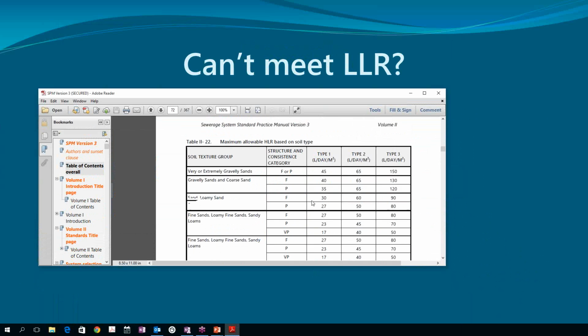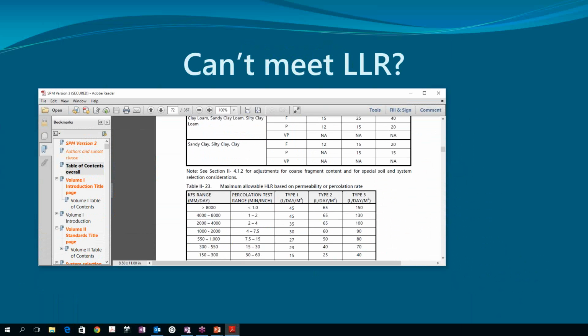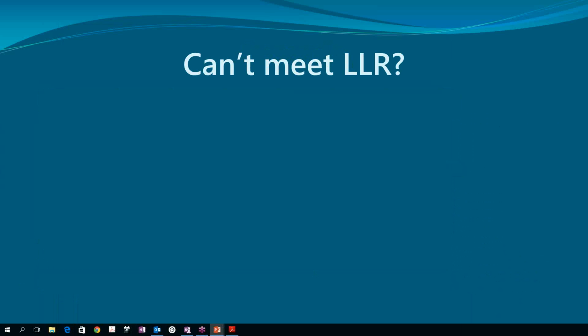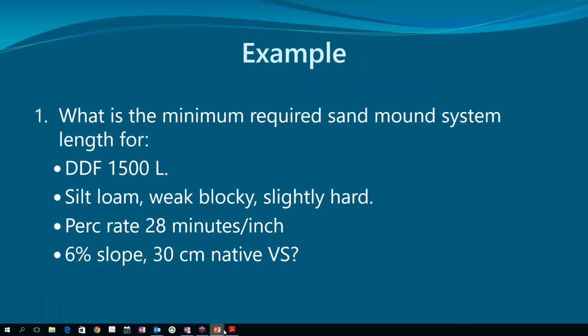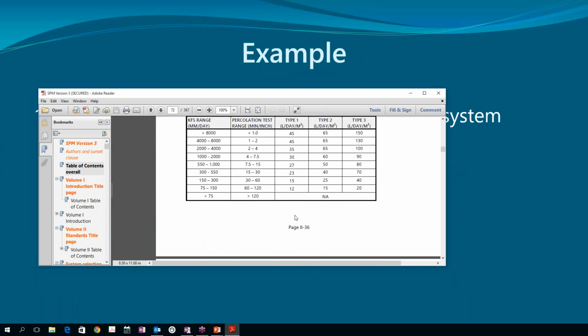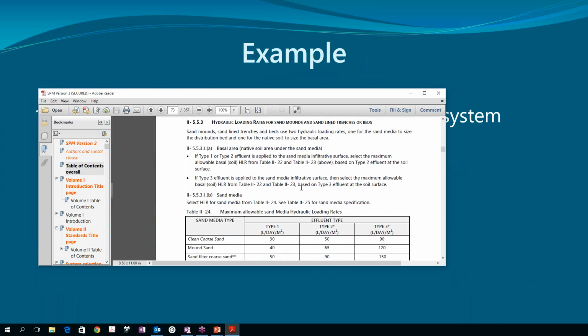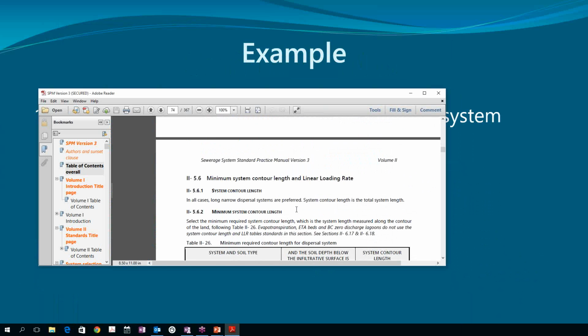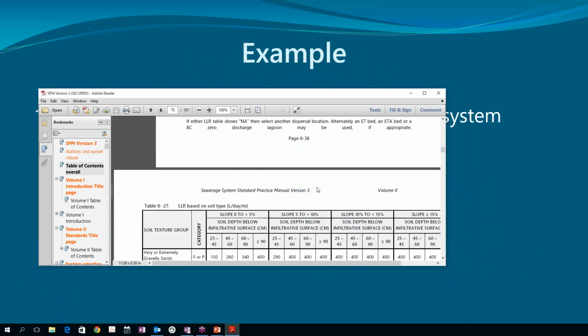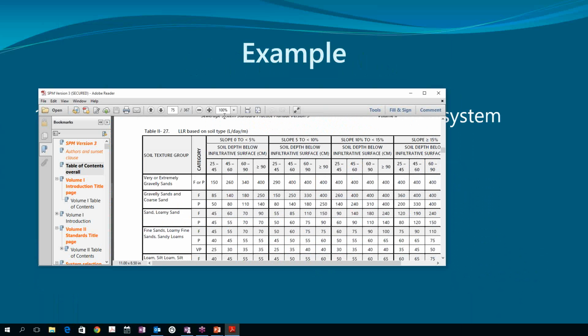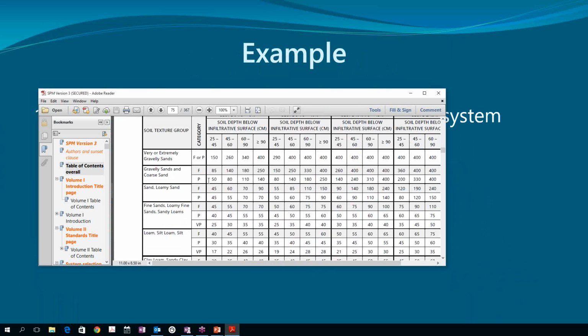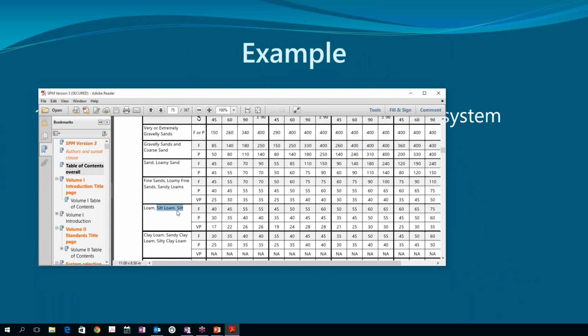Now we go to linear loading rate tables. And it was silt loam, so we're there. Excuse me, I apologize for all this coughing, it must be very annoying.